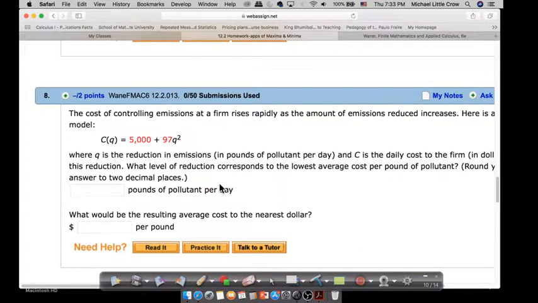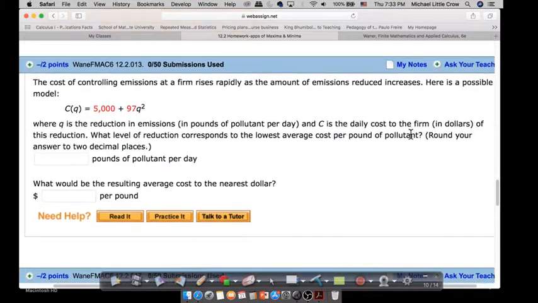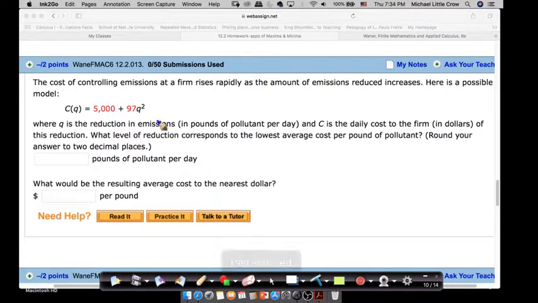This one's a similar one, but let's see what it is. The cost of controlling emissions at a firm rises rapidly as the amount of emissions reduced increases. Here's a model. This is some factory, and if they reduce the emissions output, it costs them money. Q is the reduction in emissions in pounds of pollutant per day, and C is the daily cost to the firm. They want to know what level of reduction corresponds to the lowest average cost per pound. So average cost per pound, again, is like the last one: to get an average, you've got to divide. The function you're working with is the cost, C of Q, divided by Q, so that's 5,000 plus 97 Q squared, divided by Q.